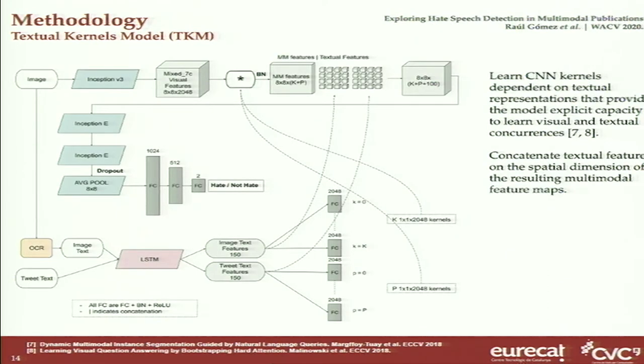This is a more complex model we proposed. We call it textual kernel models, and it's inspired by two works on visual question answering and semantic segmentation guided by natural language queries. And the idea is to learn CNN kernels dependent on the textual representations with the objective of providing explicit capacity to the model to learn those visual and textual interactions. And then we also concatenate the textual representations in the spatial dimension.